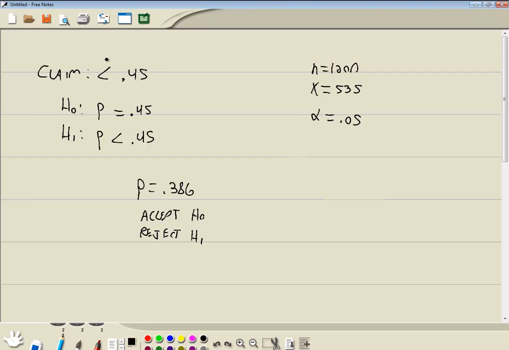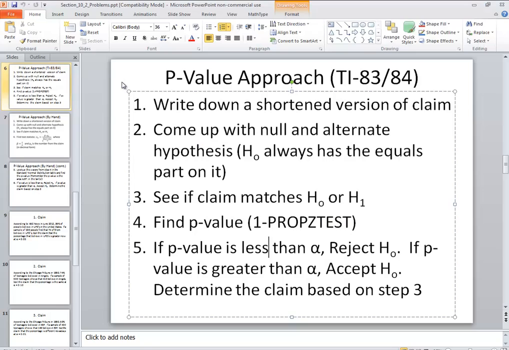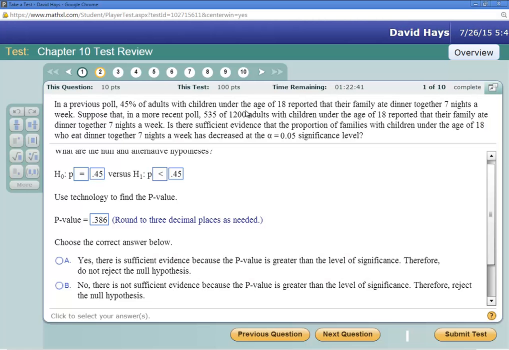Now notice the symbol on our claim is a less than, and the symbol on H1 is a less than. So our claim matches H1, so whatever we say about H1 is what we say about our claim. We just rejected H1, so we're going to reject our claim. Okay.